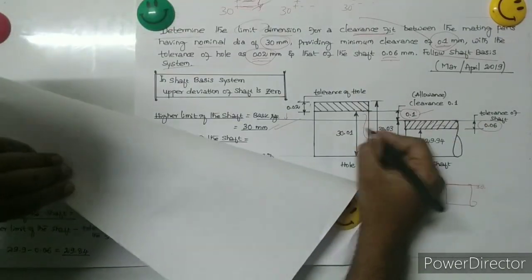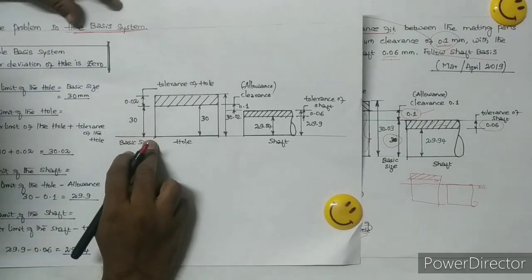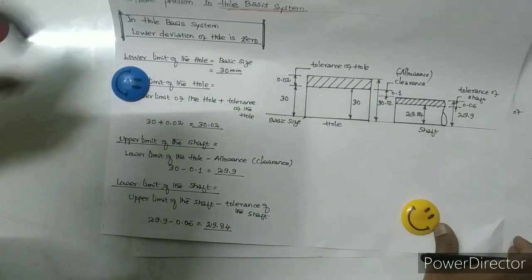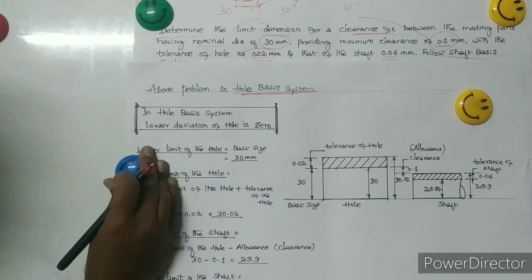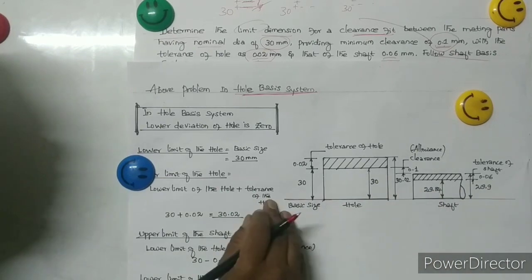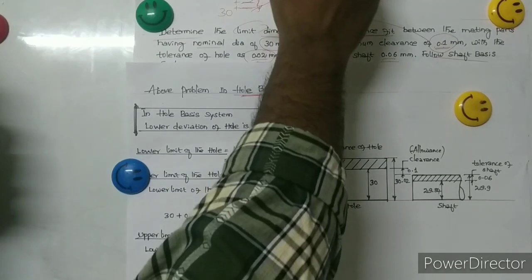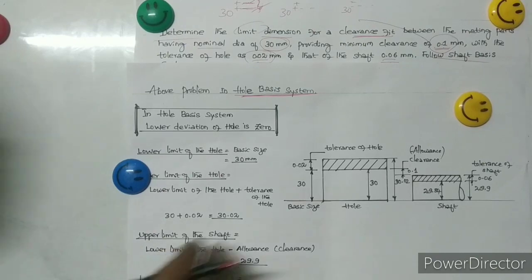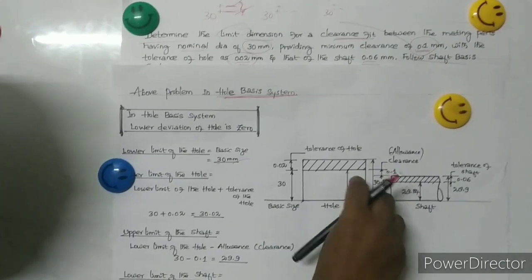This is the clearance fit. See, this is the basic size. The basic size of the hole is 30. Let us focus now. Since it is a hole basis system, the lower deviation of the hole becomes 0. In the shaft basis system, the upper deviation of the shaft is 0 and that is your basic size. Here in the hole basis system, the lower limit of the hole becomes your basic size. The lower limit of the hole is given as 30 mm, so 30 is fixed here.